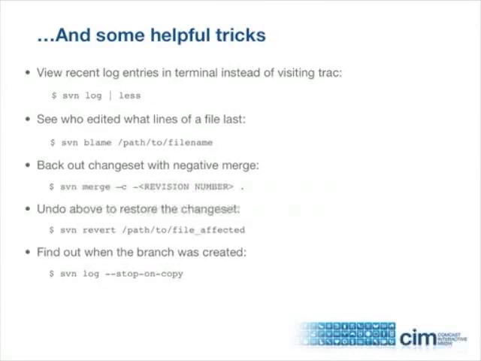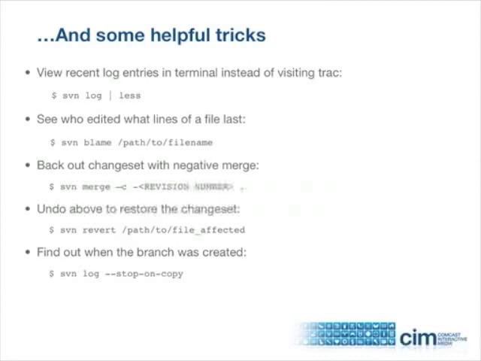I also think it's worth mentioning a few helpful tricks. These are things I find myself using pretty often. So instead of visiting Trac to see the revision log, you can view recent log entries directly in your terminal with svn log. svn log will pull up the entire log in your terminal. Most likely you don't want to do this. You're probably most interested in recent log entries. So to see some recent log entries, you can run svn log and pipe it through less.